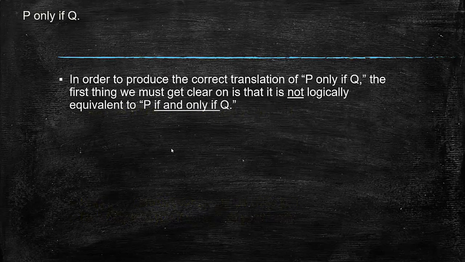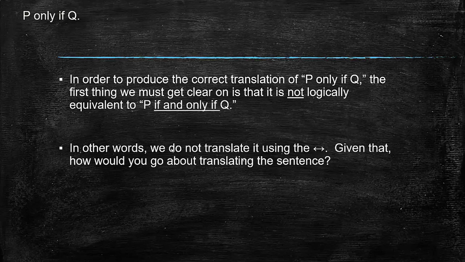Now, in order to produce the correct translation of P only if Q, the first thing we must get clear on is that it is not logically equivalent to P if and only if Q. In other words, we do not translate it using the biconditional, the double arrow. So, given that understanding, how would you go about translating the sentence? Try it. I will kiss you only if you brush your teeth.